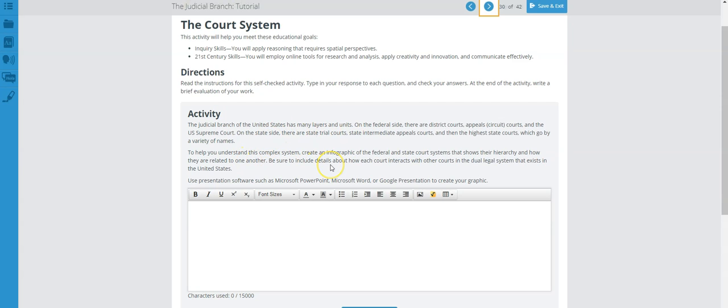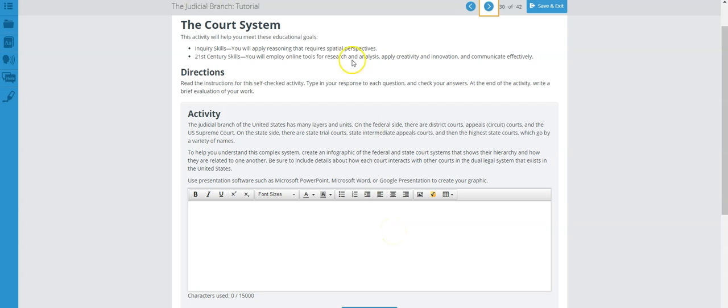Because I know what they're asking you to do already, you need to create a PowerPoint presentation, a Microsoft Word visual, or a Google presentation in which you explain how the federal and state court systems actually work. You need to be able to put the different layers. For example, on the federal side, you begin with the Supreme Court, and then you provide in a visual format how the other courts underneath the Supreme Court work, and you do the same thing for the state courts. Make sure that you are presenting all of the information accurately.